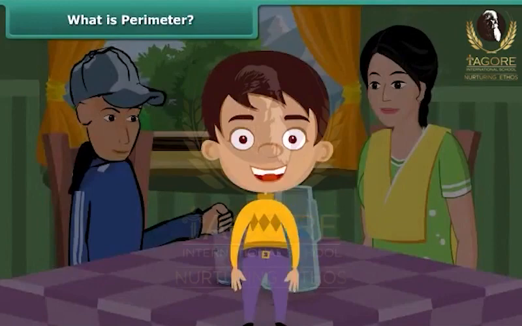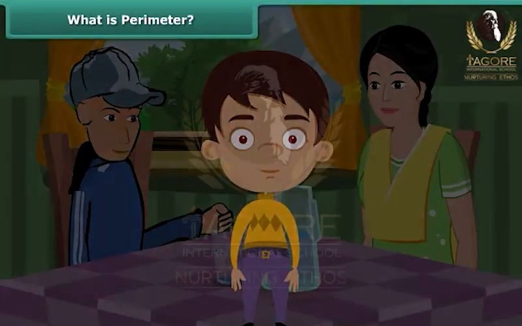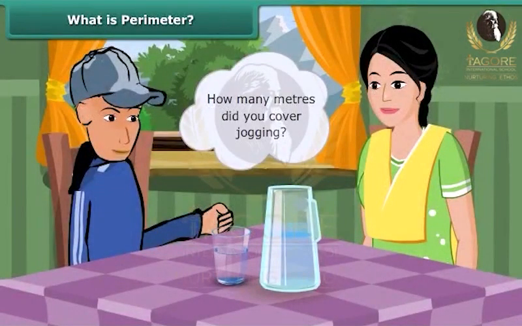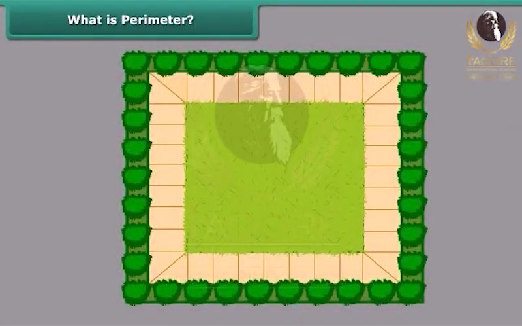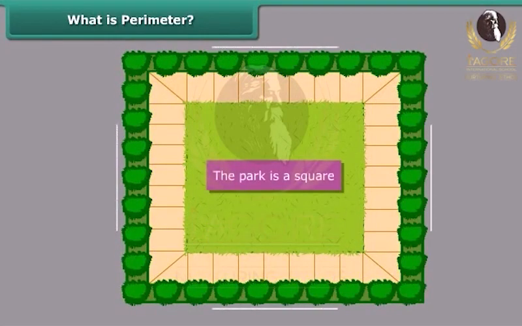Let us now try to answer your mother's question. How many meters did you cover jogging? In every round of jogging, you covered the 4 sides of the park. Since the park is a square, all its sides are equal.